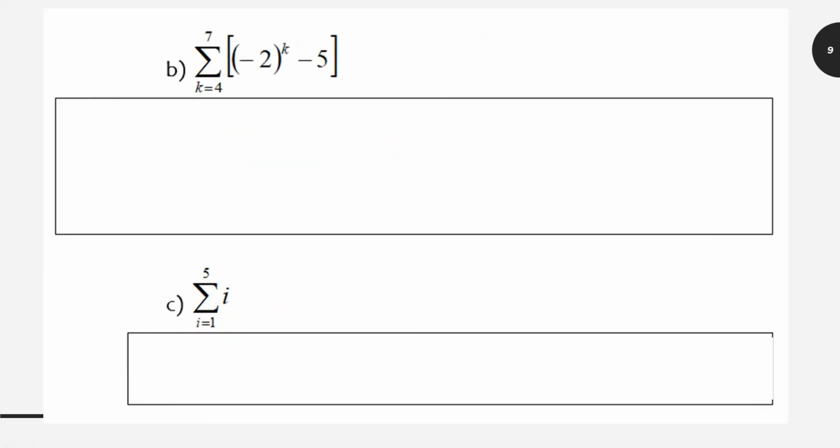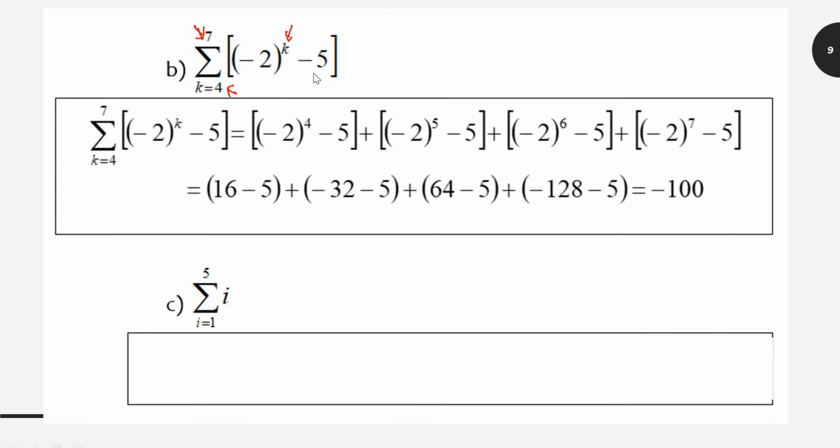Okay, can you do B? So how to do B? Remember I said that it is not every time i, it can also be k. And not every time we start with 1. In this question, we start with 4 until 7. So how many terms? 4, 5, 6, 7. So we have 4 terms altogether. The only thing that changes is k, while the -2 in brackets and the -5 are not changing. So you see, the only thing that changes is the power. Calculate, add all the terms, and we get the summation.